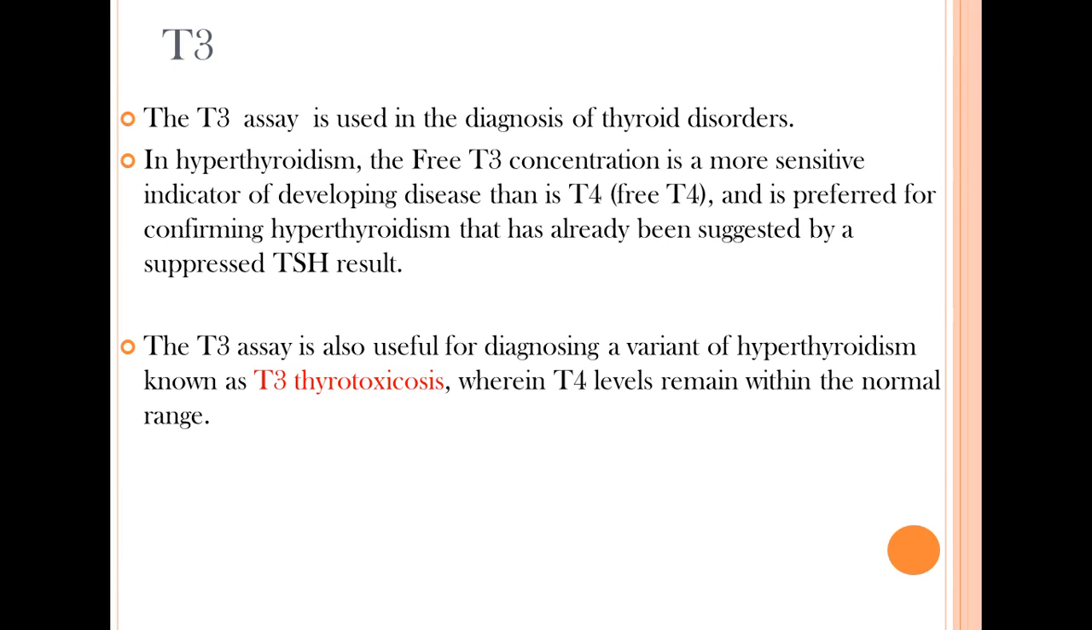So in case of primary hyperthyroidism, the first line is the TSH. We found that it is low, very low, and we want to confirm it by the thyroid hormone level. We choose to measure the level of T3 because T3 is more sensitive in diagnosing hyperthyroidism.